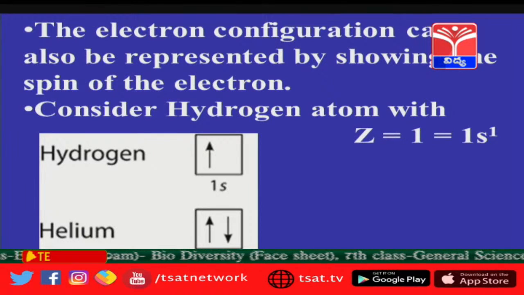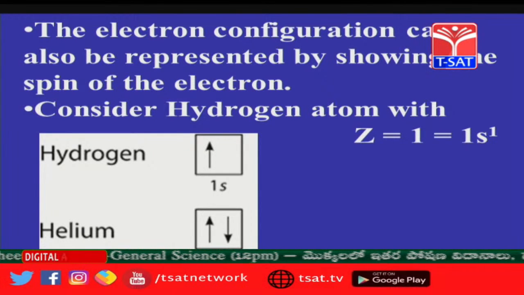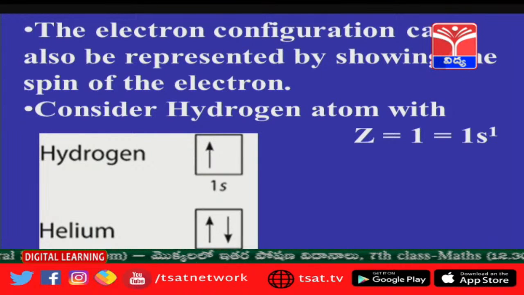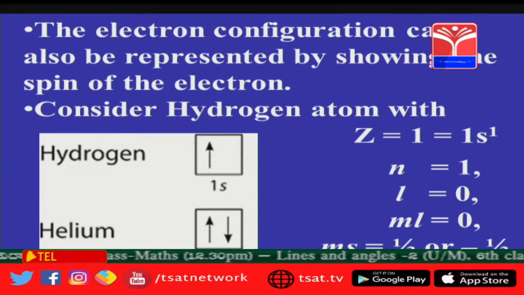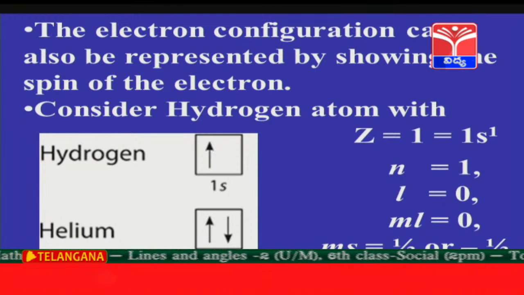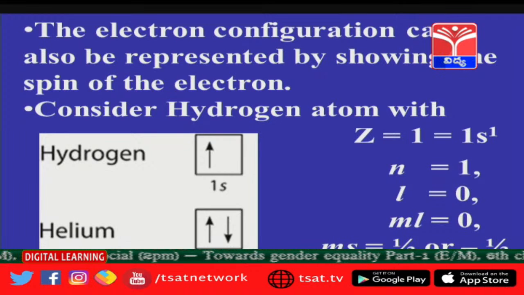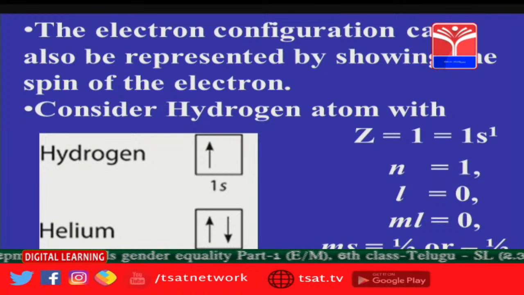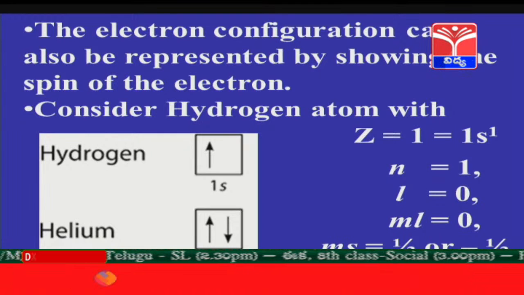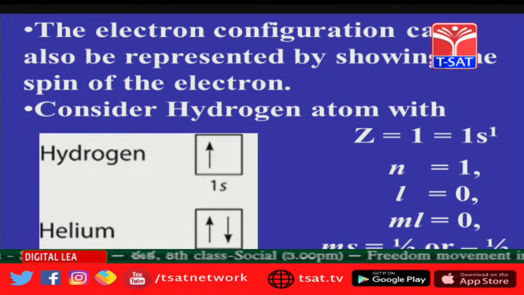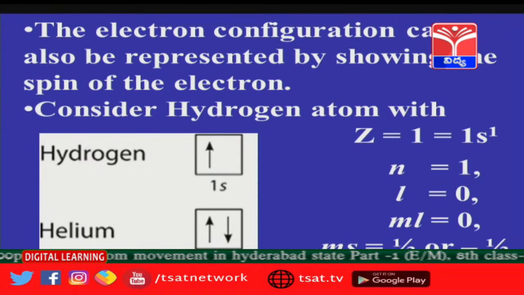And in the case of helium, there are 2 electrons. One is indicated with an upward arrow mark and the other with a downward arrow mark. And if you see the electron configuration of hydrogen, then n is equal to 1. See the 4 quantum numbers of the electron which is present in hydrogen. n is equal to 1, l is equal to 0, ml is equal to 0, and the spin quantum number, that is ms, is equal to 1/2. It may be +1/2 or it may be -1/2.